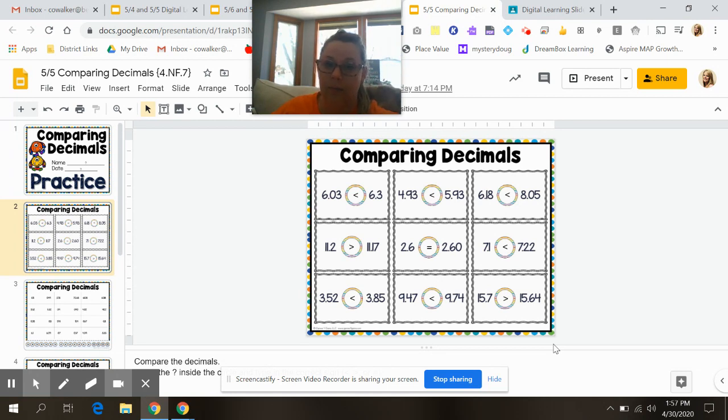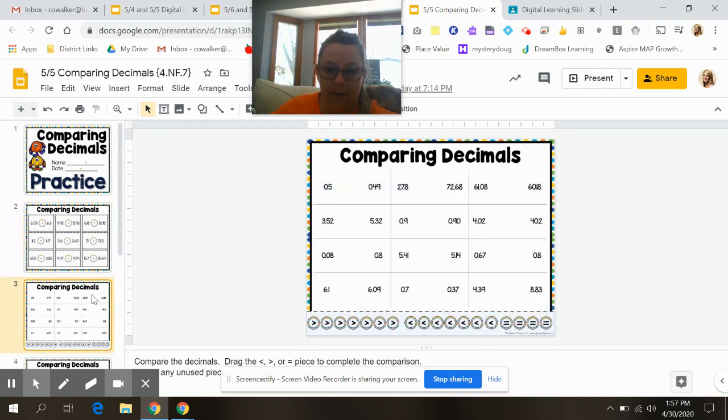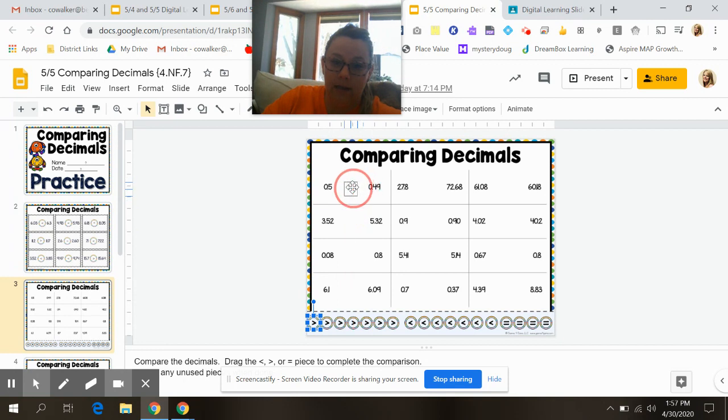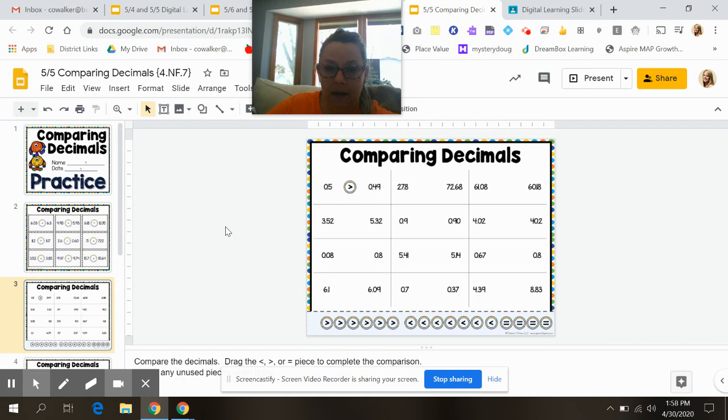Because those are going to be a bigger fraction than the hundredths will be. So let's look down here. This is the next one. So you've got 5 tenths and 49 hundredths. Well, 5 tenths is equivalent to how many hundredths? 50. So I have 50 hundredths or 49 hundredths. Which is larger? The 5 tenths. So I'm going to take my inequality sign, or my greater than, less than, or equal to sign, and I'm going to put it up there.